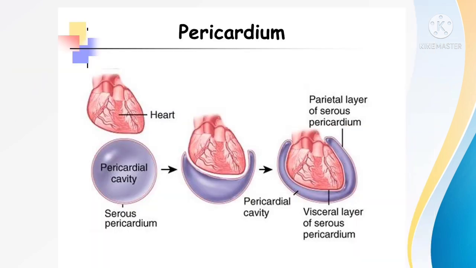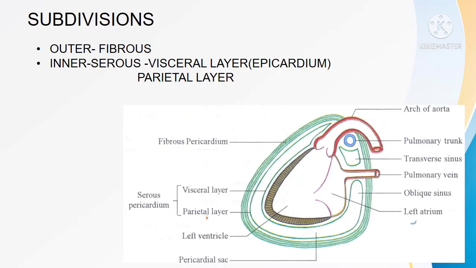Coming to the development of the pericardium, the pericardial cavity lies in the dorsal aspect of the developing heart tubes. When the heart tube pushes into the pericardial cavity, it forms a double layer serous pericardium around the heart tubes. So the subdivisions of the pericardium: outer fibrous layer, inner serous layer. The serous layer further divides into the visceral layer and the parietal layer.